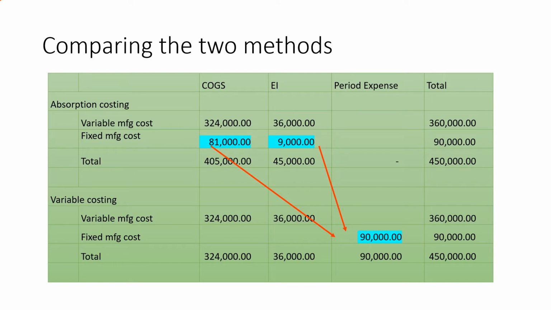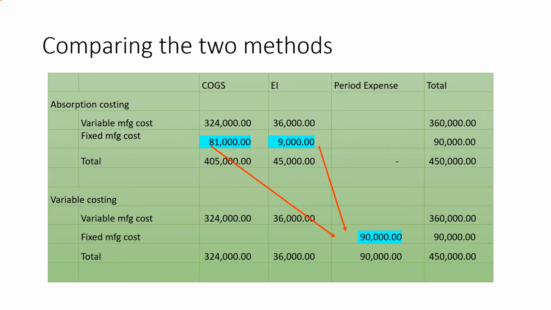And then, we add yung amount that you spent for fixed manufacturing cost. Magkano yung nagastos mo? 90,000. So, in short, whether you use absorption costing or variable costing, you spent a total of 450,000 for JFC to produce the 30,000 units. Now, ngayon, itong 450, distribute natin among COGS, EI, and your period expense.